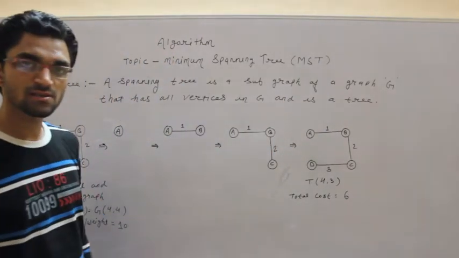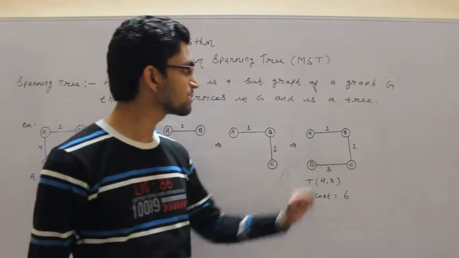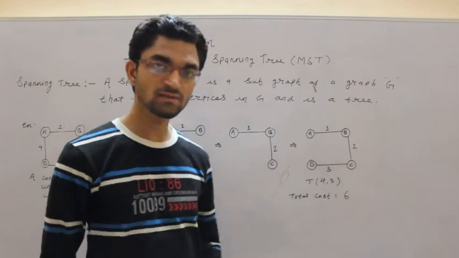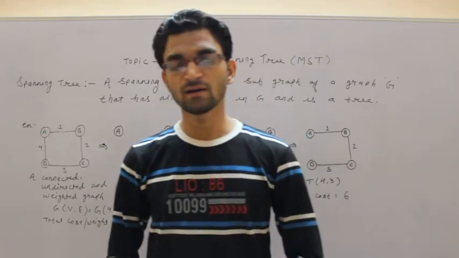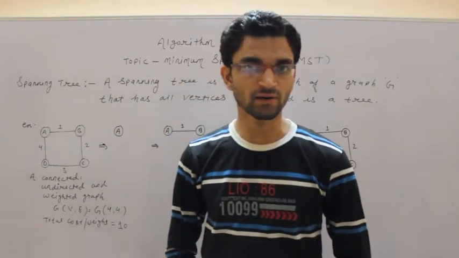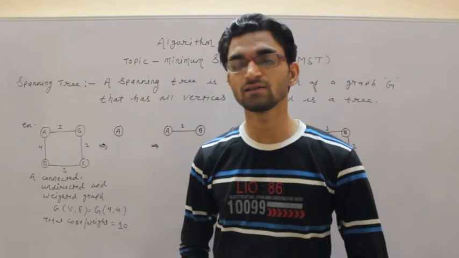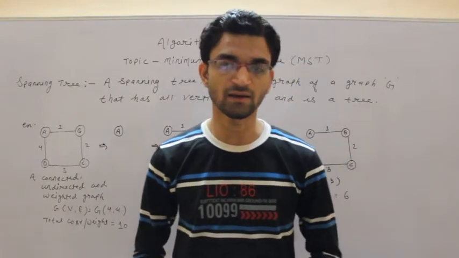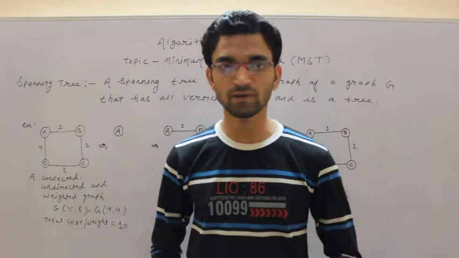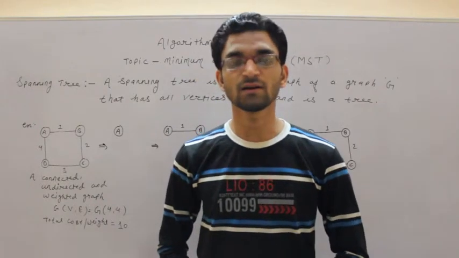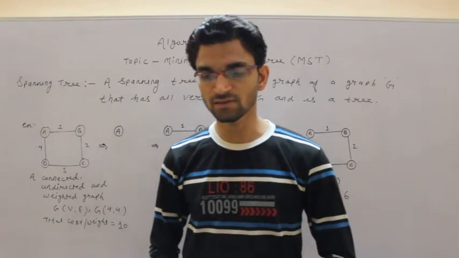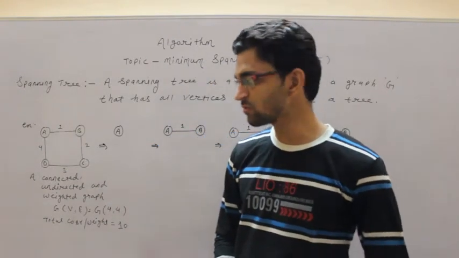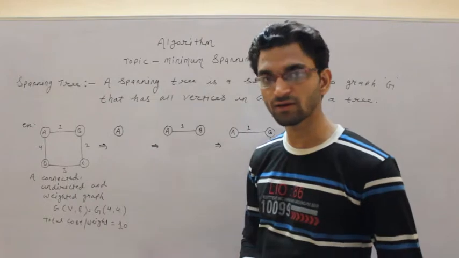So if you observe this definition, there are two keywords: one is graph and the other one is tree. There is a basic difference between graph and tree. A graph can be directed or undirected, but a tree is always undirected, and a graph may or may not contain a cycle, but a tree never contains a cycle. So keep in mind these two differences. Now I will explain how to find the spanning tree for a graph.